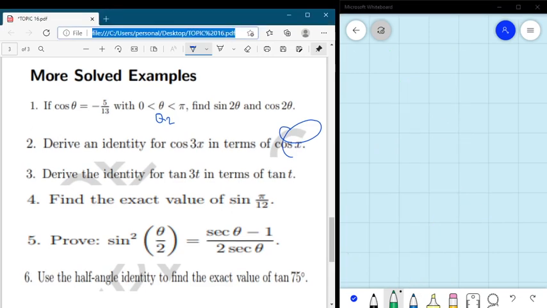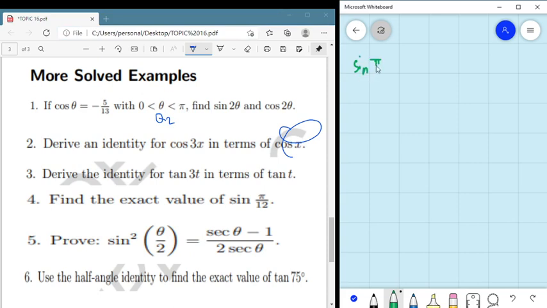Okay, next number is number 4. We are going to find the exact value of sine of pi over 12. So notice that sine of pi over 12 can be expressed as sine of pi over 6 all over 2. Therefore, our theta is pi over 6, so theta over 2. So sine squared of pi over 12 is the same as sine squared of pi over 6 all over 2, which is the same as 1 minus cosine of pi over 6 all over 2.